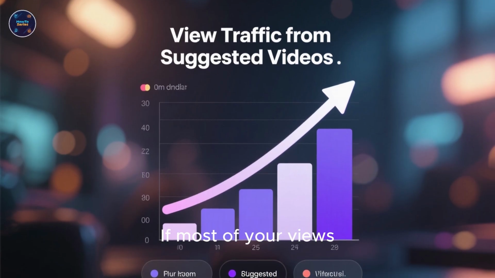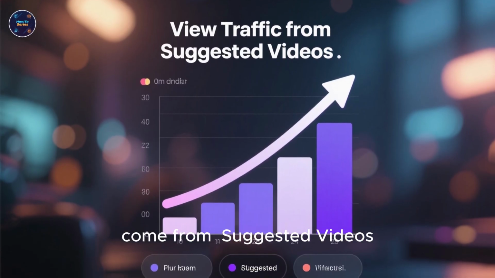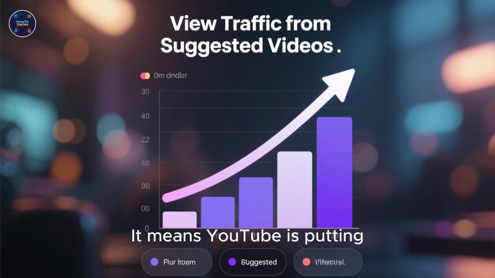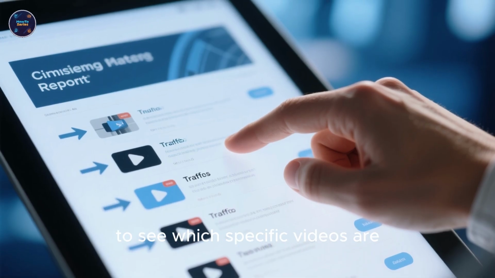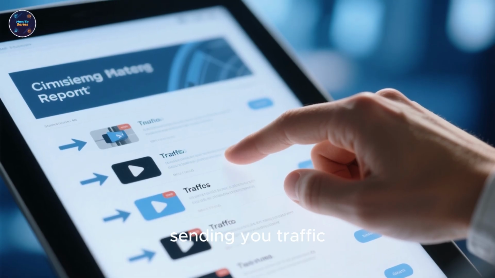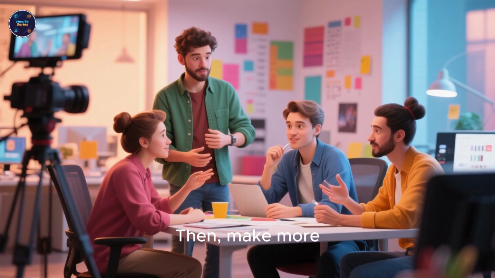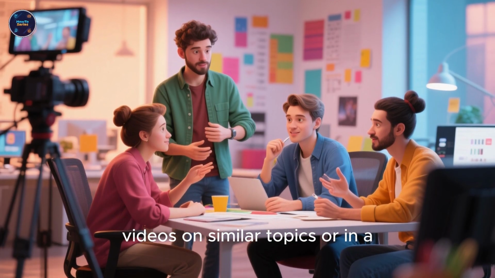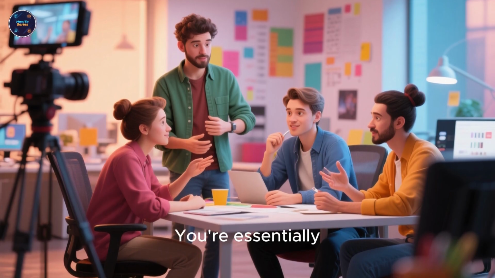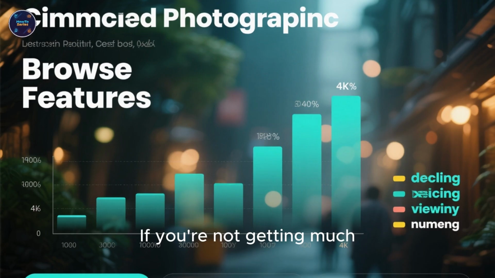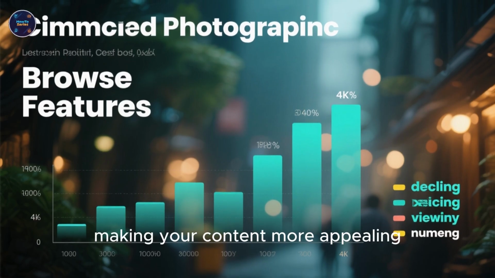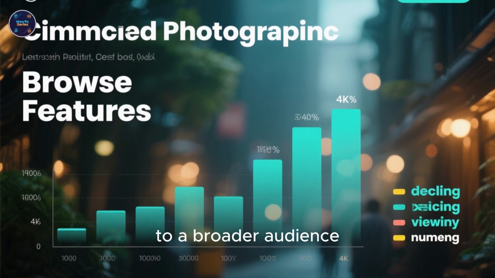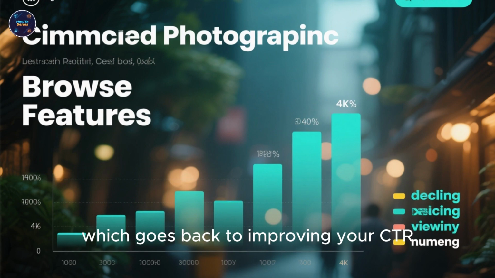If most of your views come from suggested videos, that's amazing. It means YouTube is putting your video next to other popular videos. Click into that report to see which specific videos are sending you traffic. Then, make more videos on similar topics or in a similar style. You're essentially piggybacking on their success. If you're not getting much traffic from browse features, it means you need to work on making your content more appealing to a broader audience, which goes back to improving your CTR and watch time.